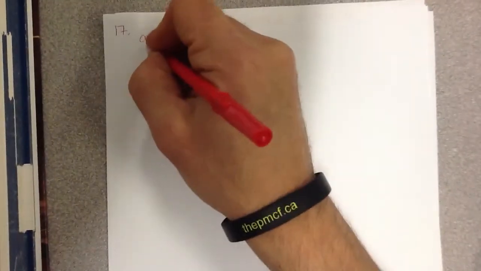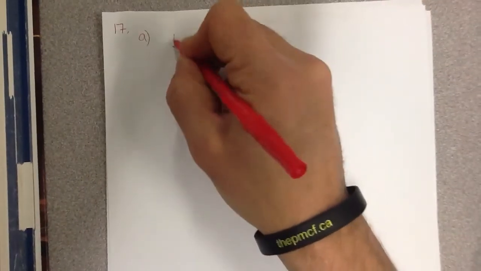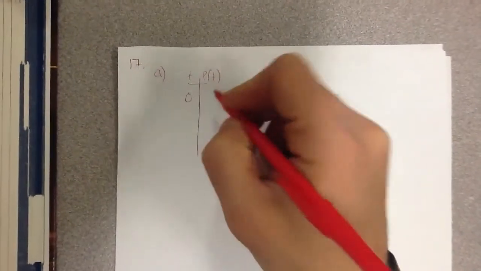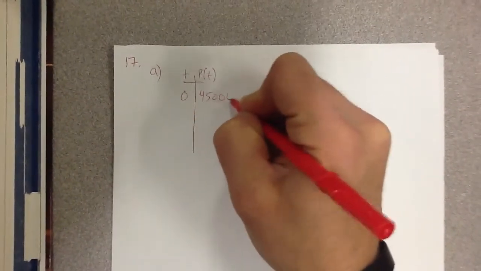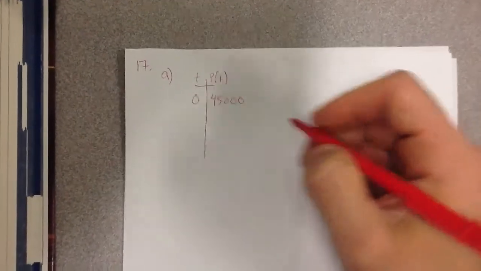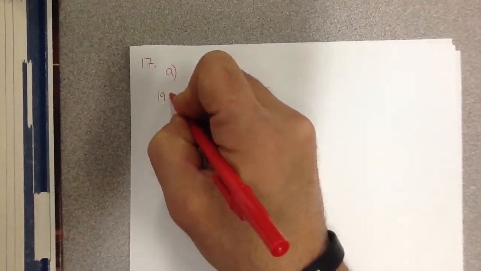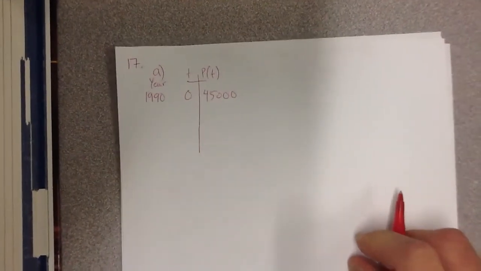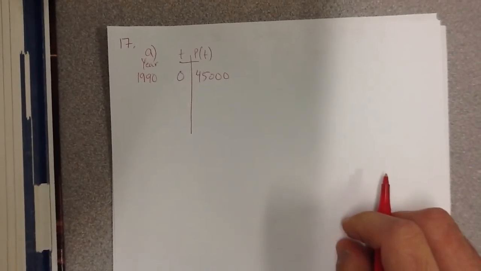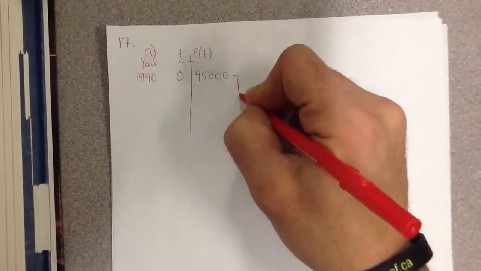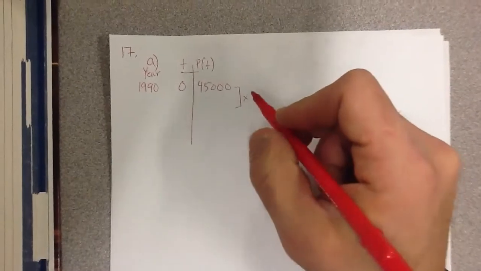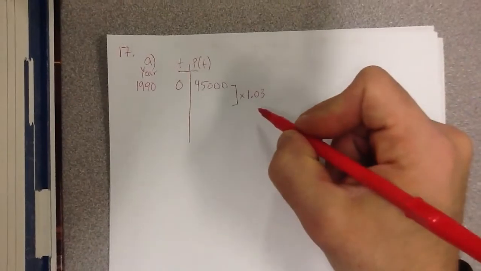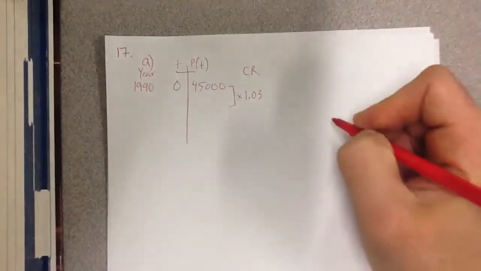So again, this is what's happening. You have time and you have population as a function of time. Year 0, the initial population is 45,000. Now, mind you, year 0 is the year 1990. Okay? So time 0 is the year 1990. And it says it's growing by an average rate of 3%. So to grow by 3%, if you add 3% to 100, it's going to be 103% of the previous year. That's growth. The common ratio is bigger than 1.